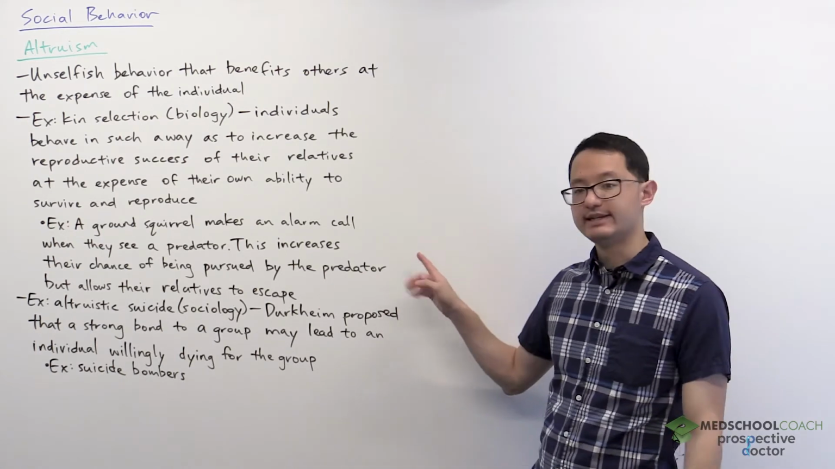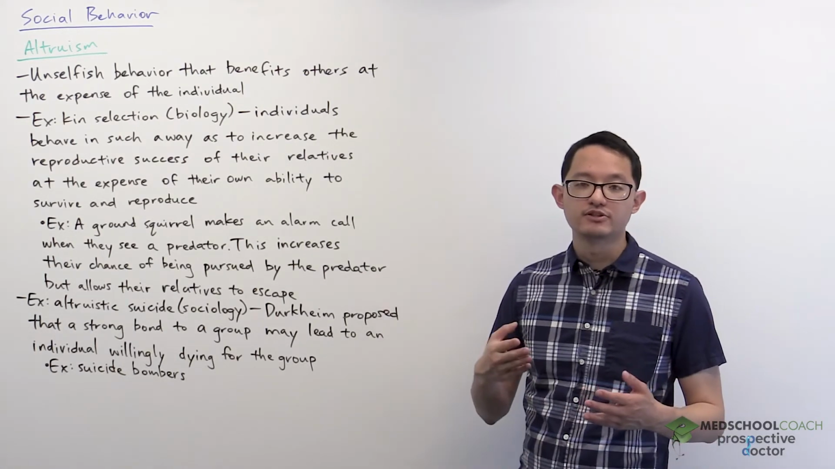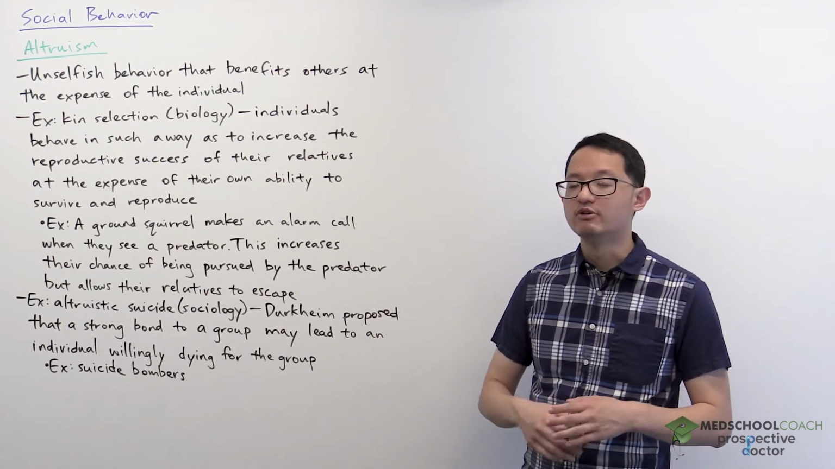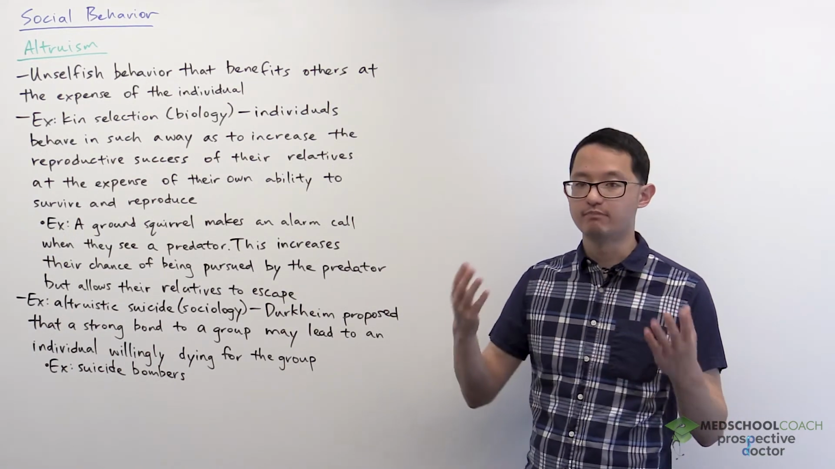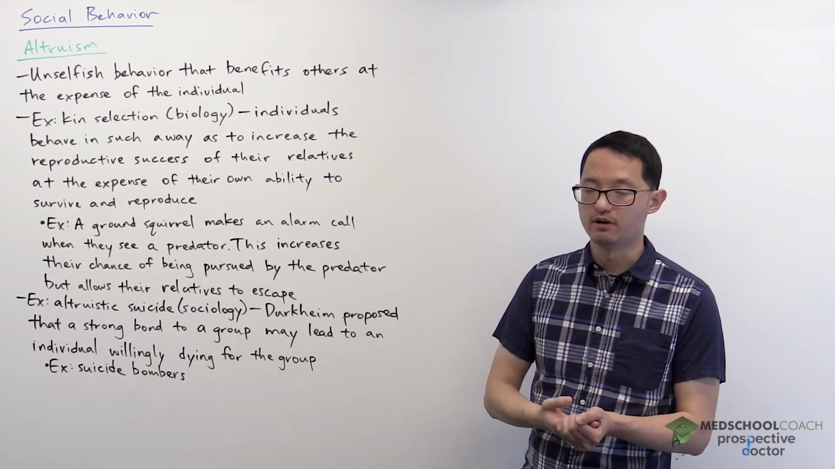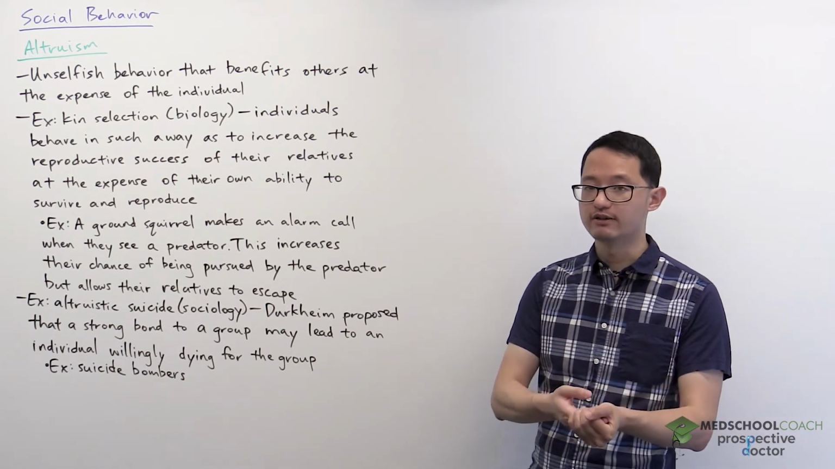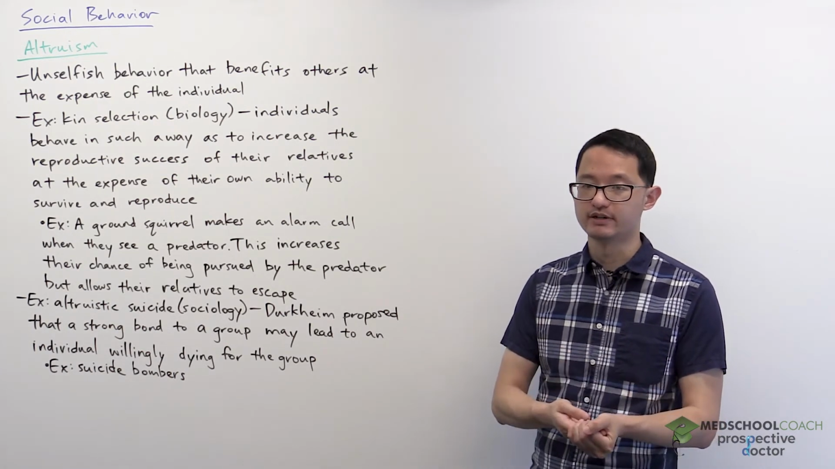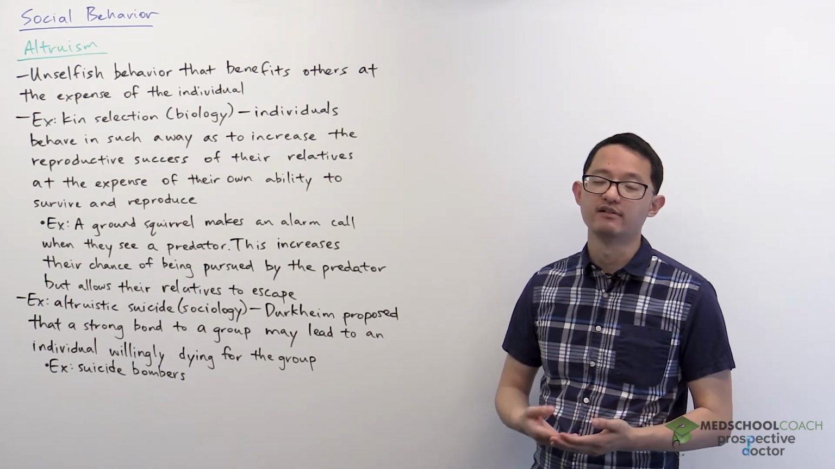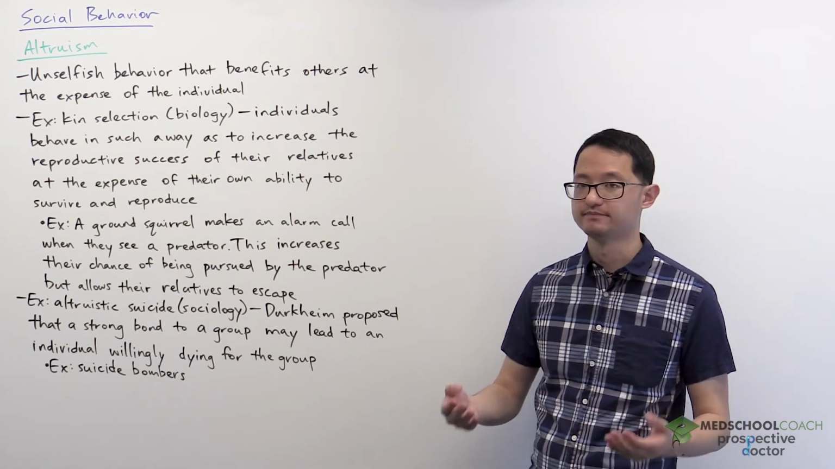An example of this is the ground squirrel. When the ground squirrel sees a predator, it will come out of the ground, it will expose itself and make an alarm call. This will increase the chance that individual ground squirrel will be pursued by the predator, but it will also allow their relatives to escape.